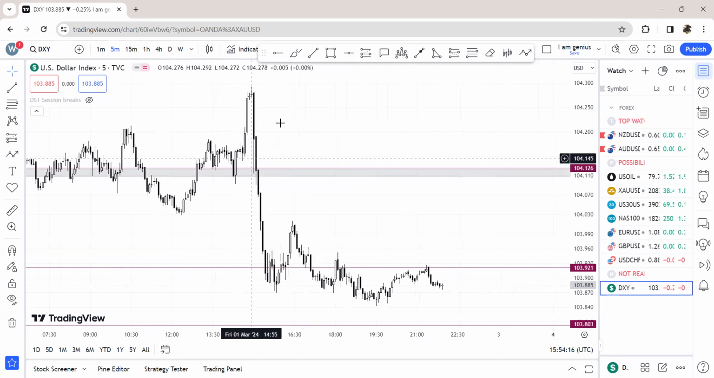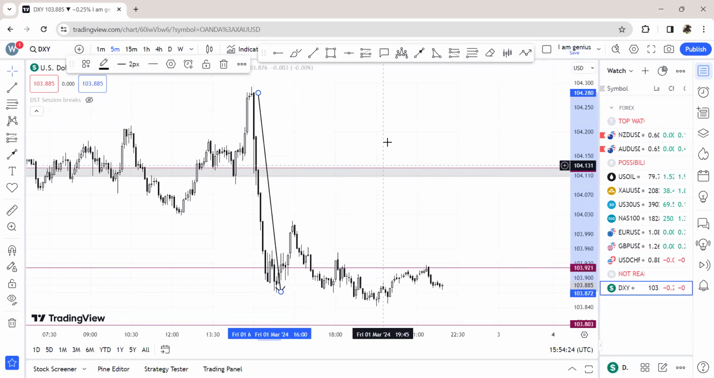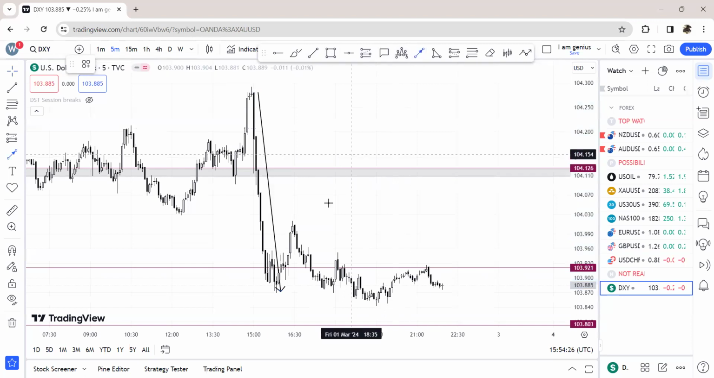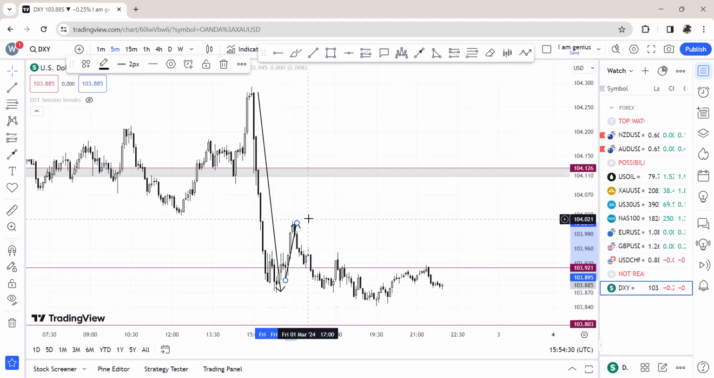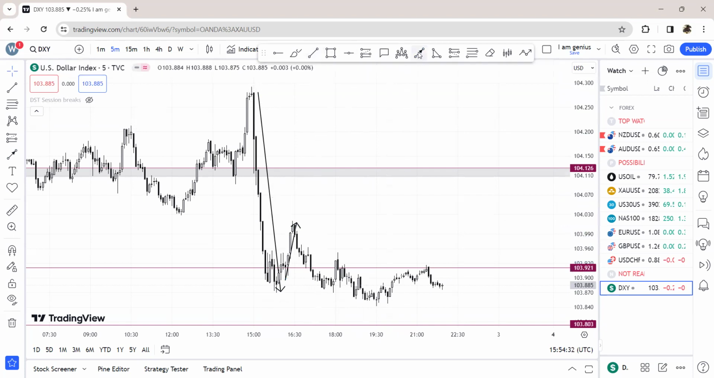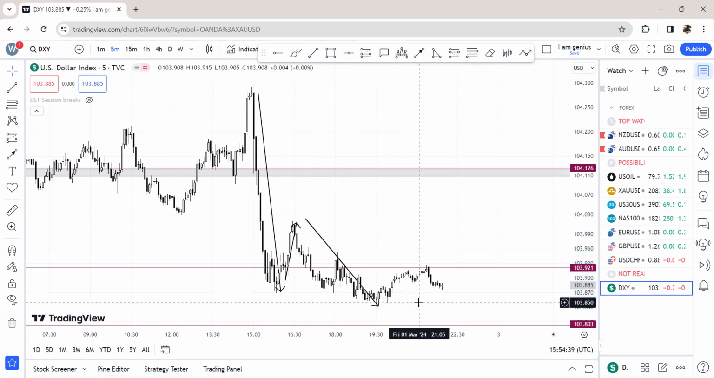And we can see generally we had this massive drop all the way to that level. Then there was some kind of pullback to this level, but the momentum to the downside was strong. So you can see this market pushing all the way to those lows there.